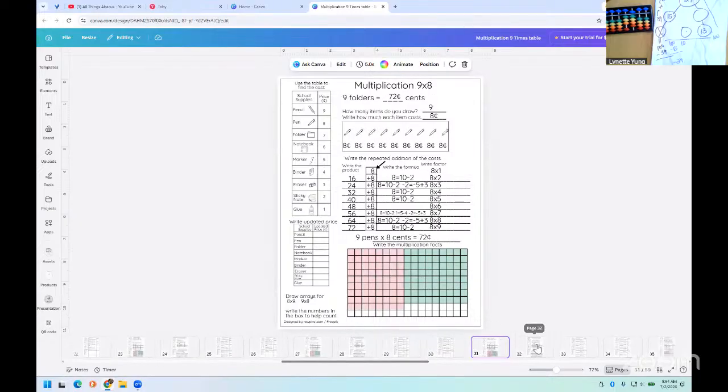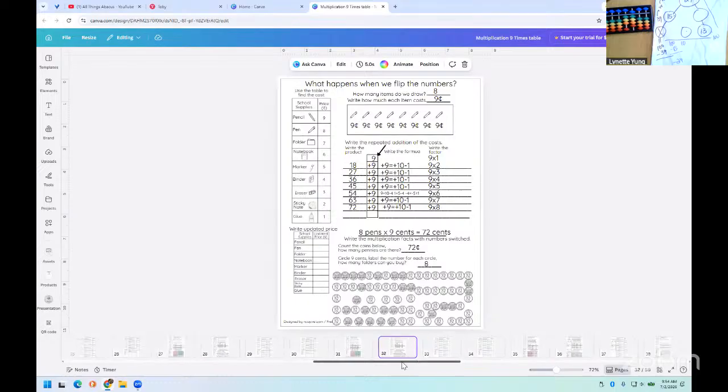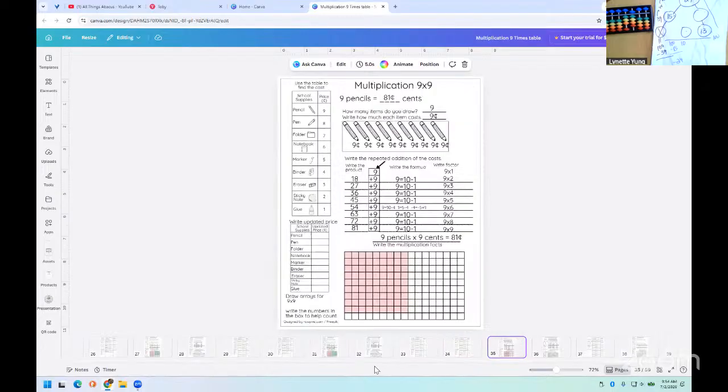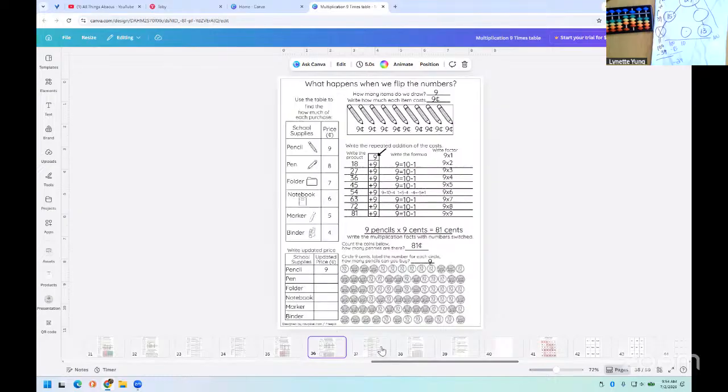And so that's all squared away, all the way up to 9 times 9. And I added in the money. This is what it looks like for 9 times 9. And then afterwards, after 9 times 9, we're going to do 9 times 0.